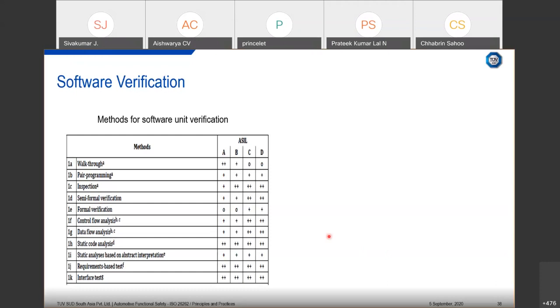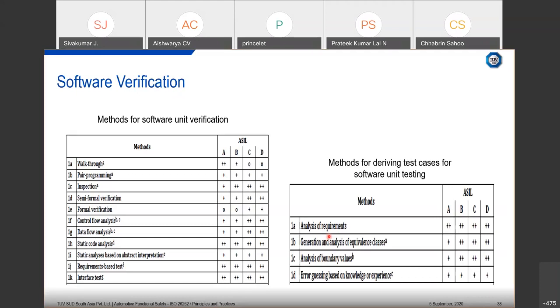Also, there are various tests: the requirement-based test, interface-related test, equivalence classes, boundary values. Like that, there are various test methods that also need to be added into this test. Also, you will be following the fault injection test. That is also one of the other important tests to ensure the product is right.